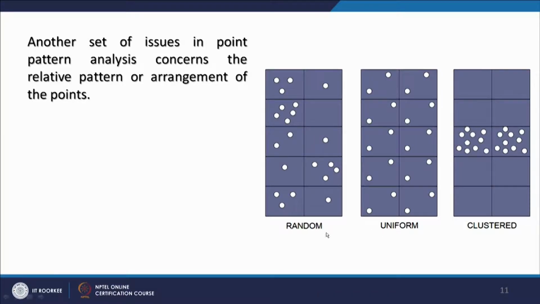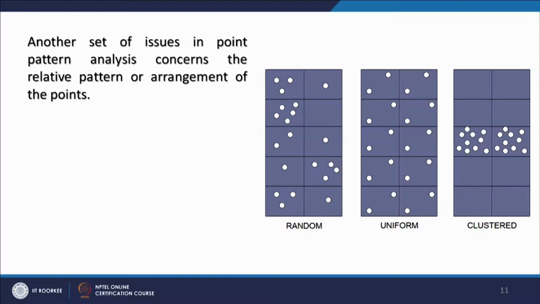The example here is where the random points are uniformly distributed. That means the distance between these points is almost the same, whereas here it is completely random, and in this schematic, it is clustered. So though the number of points is the same, based on their distributions we can tell the pattern of distribution.